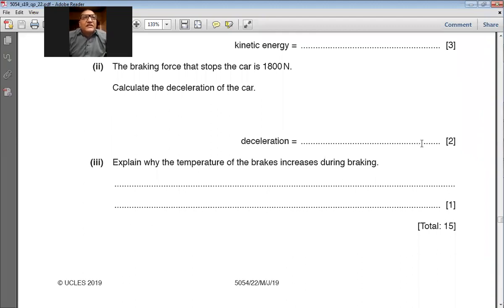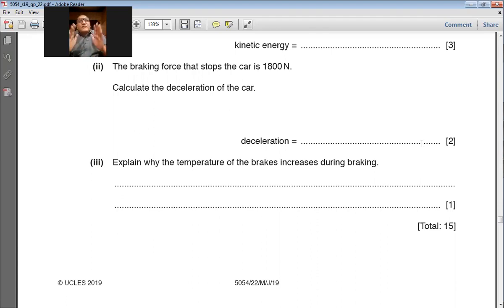He says, explain why the temperature of the brakes increases during braking. You see the brake pads rub with the brake drum. So what happens? There's friction between them. So when they're rubbing against each other, there's friction between them, and the car tries to overcome that friction. And when you overcome the friction, your energy will be converted into thermal energy or heat energy. So that's why the temperature of the brakes will increase.